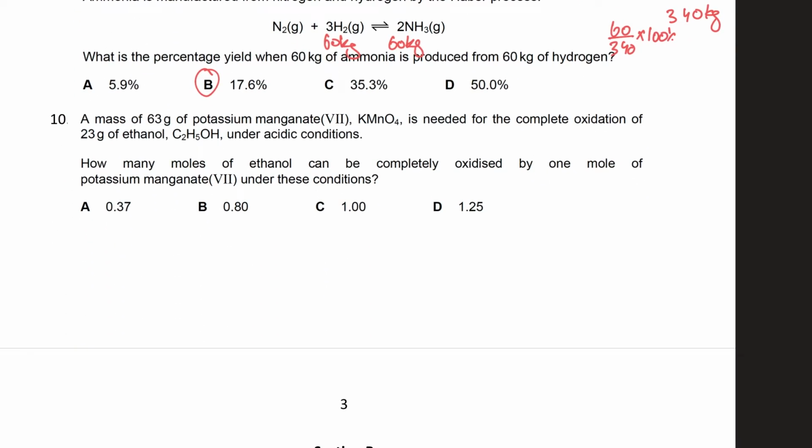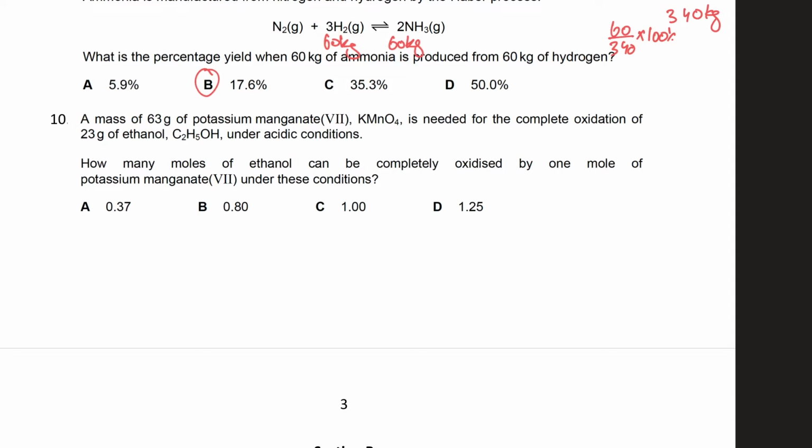Now this is the last MCQ here. A mass of 63 gram potassium manganate 7, which is a very good oxidizing agent, by the way. It goes purple to colorless when it reacts, is needed for complete oxidation of 23 grams of ethanol. So they're basically using it to oxidize ethanol under acidic condition. With acids, potassium manganate works better. How many moles of ethanol can be completely oxidized by 1 mole of potassium manganate under these conditions?